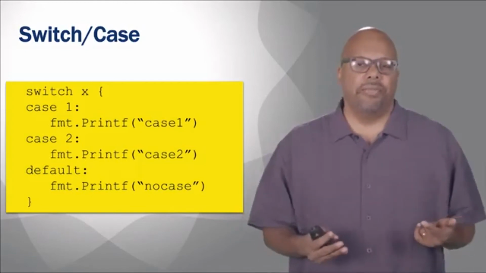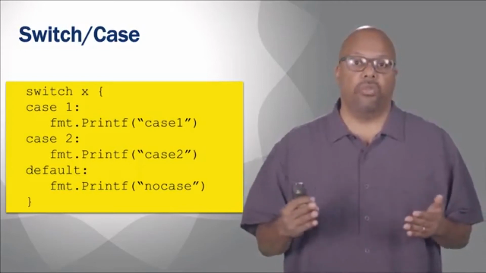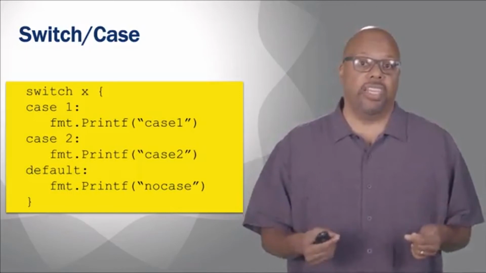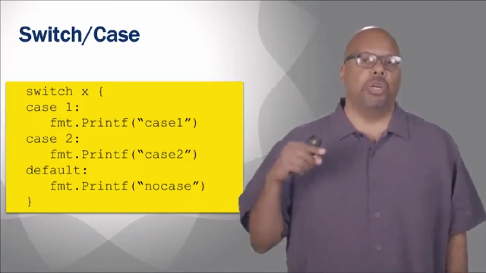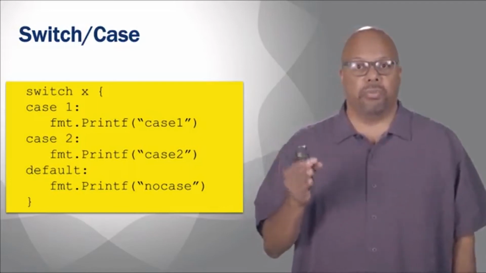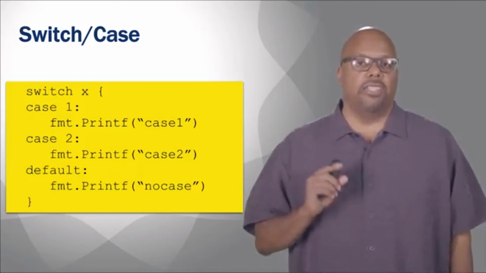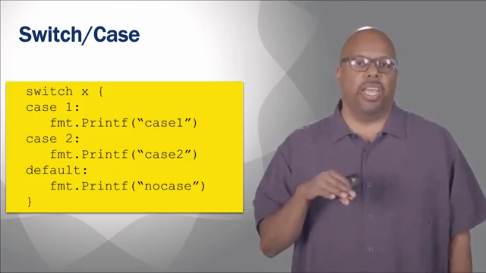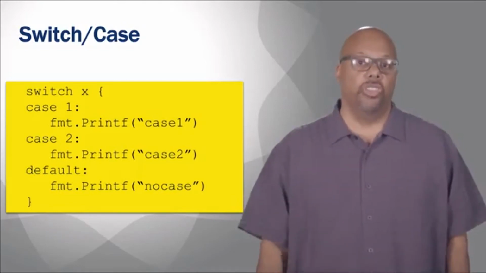So in C, if you were to execute case 1, say x was equal to 1, you hit case 1, you execute case 1, it would also fall through and execute case 2, right? That's what C would do, unless you put a break statement at the end of case 1. After the fmt.Printf, you put a break statement, then it would skip the other case and the default. In a switch in Golang, you don't have to do that. It just automatically breaks, which is a good thing.